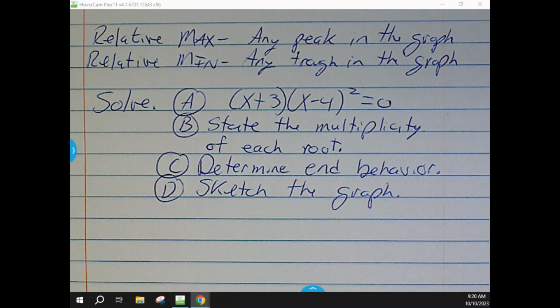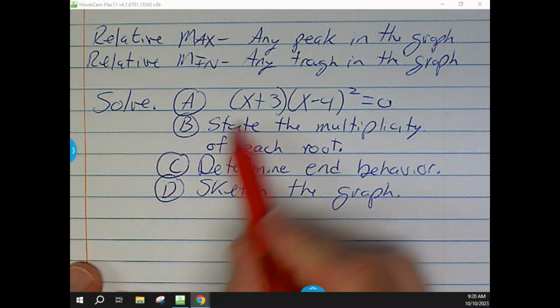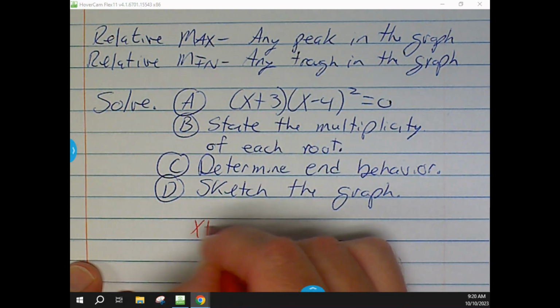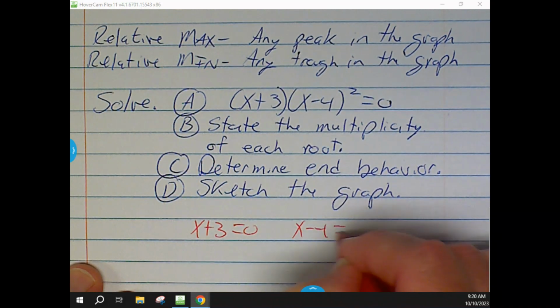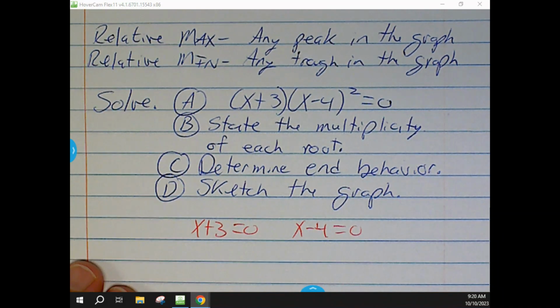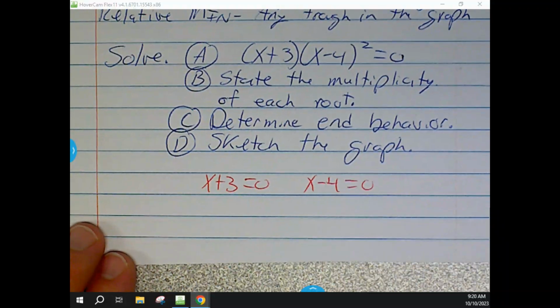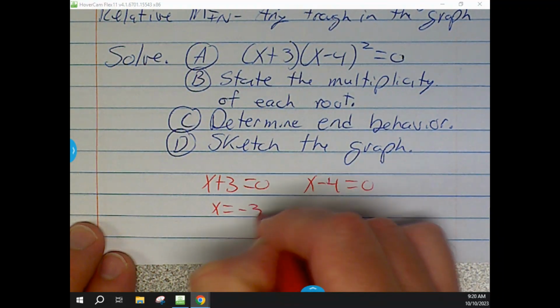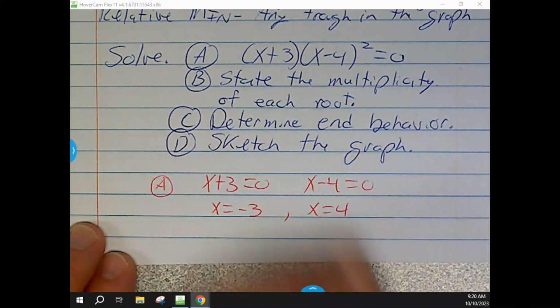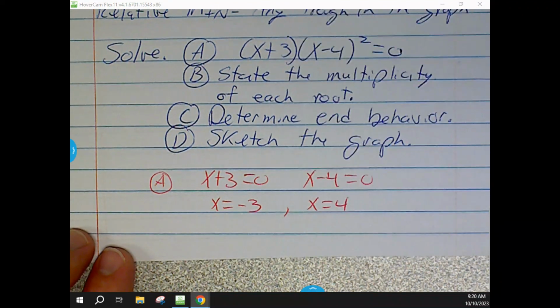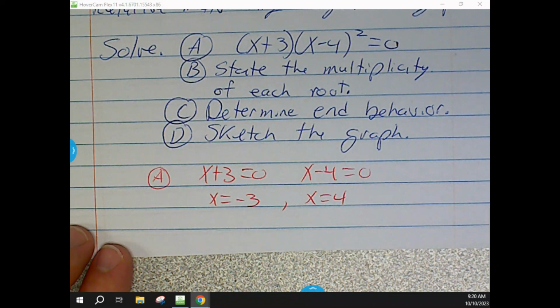Okay, so the first part's going to be really easy on this one because if you have to solve this thing, we're just going to take x plus 3, set equals 0. We're going to take x minus 4, set equals 0. Okay, so solution-wise, really quick, really easy. That's x equals -3. That's x equals positive 4. So if you've got to find the solutions, just take each parentheses and set equals 0. So that part should be really simple.